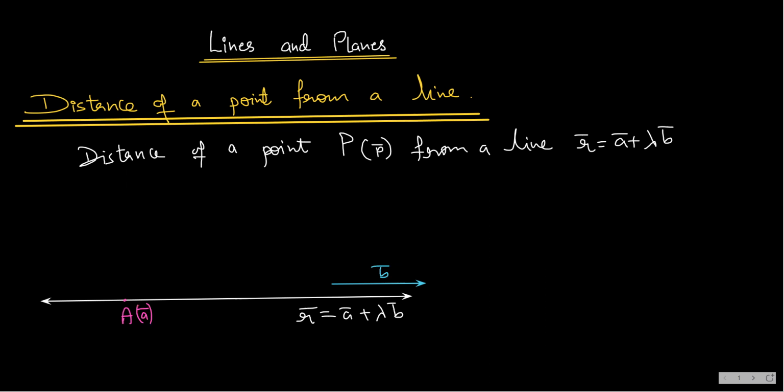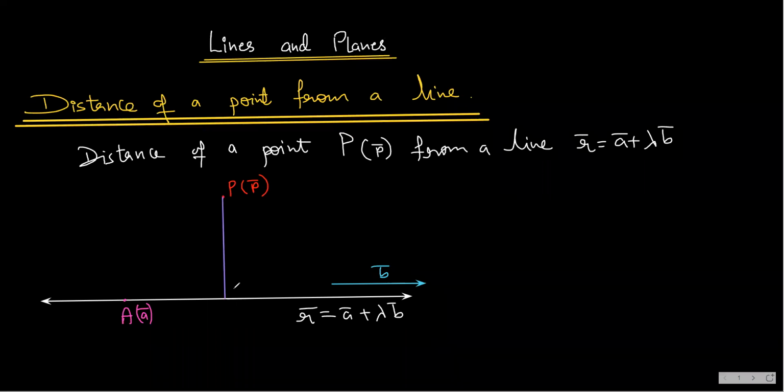Then finally, I have a point P here. Say its position vector is P bar. Now see, the position vector of P is P bar, that is with respect to the origin. What I have to find is the distance of this point from the line. I have to find this distance, and this distance I call PM.